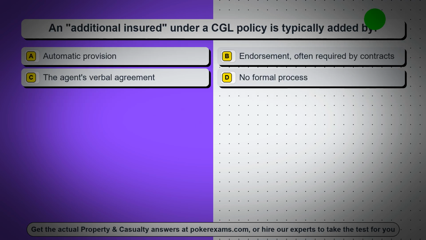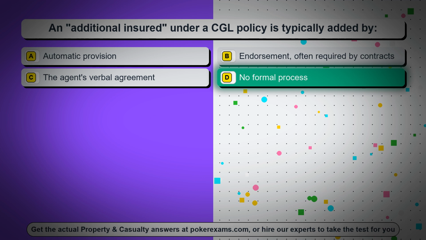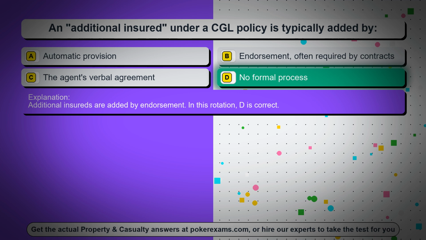Question 98. An additional insured under a CGL policy is typically added by: Option A, automatic provision. Option B, endorsement, often required by contracts. Option C, the agent's verbal agreement. Option D, no formal process. The correct answer is option D, no formal process. Additional insureds are added by endorsement. In this rotation, D is correct.